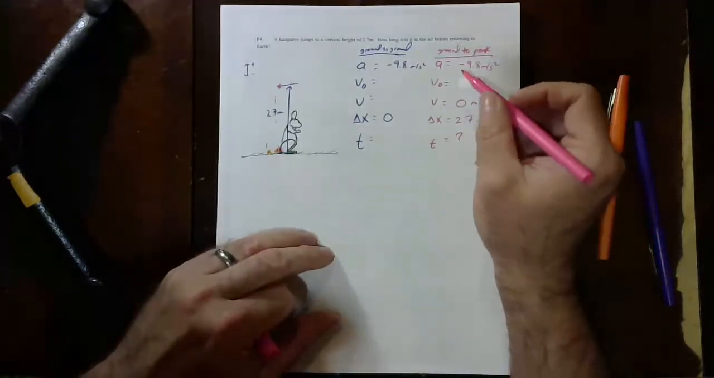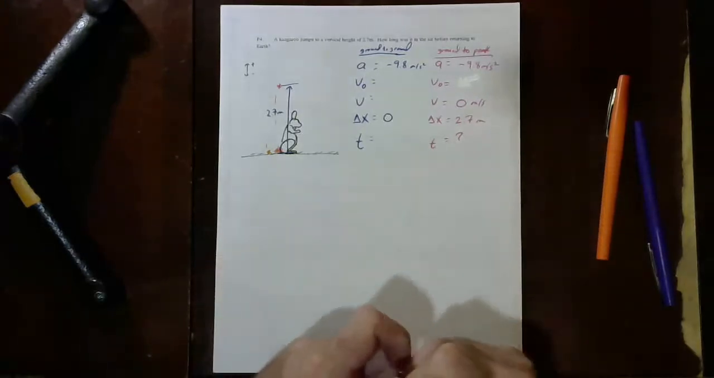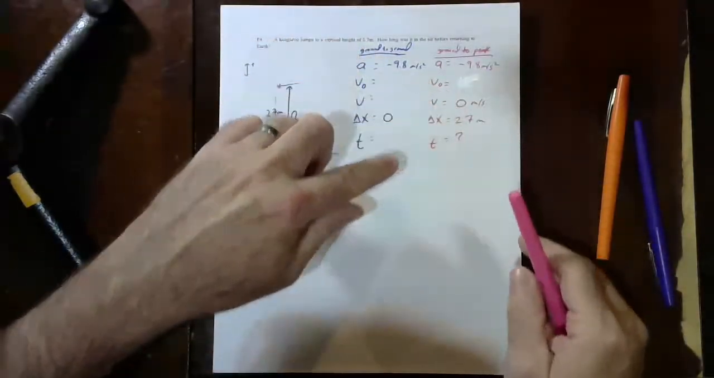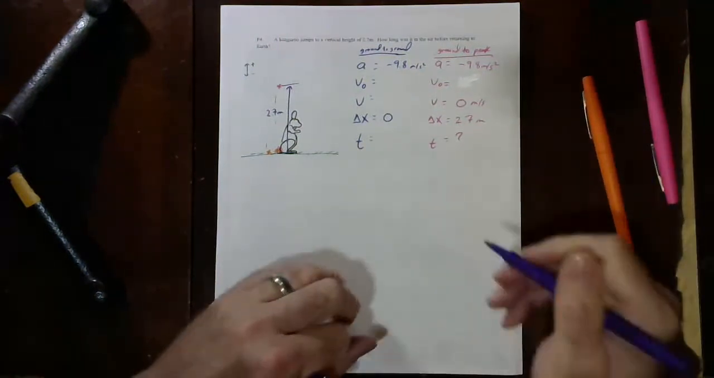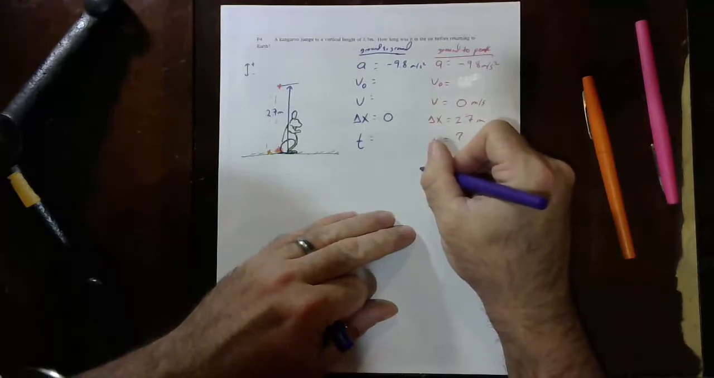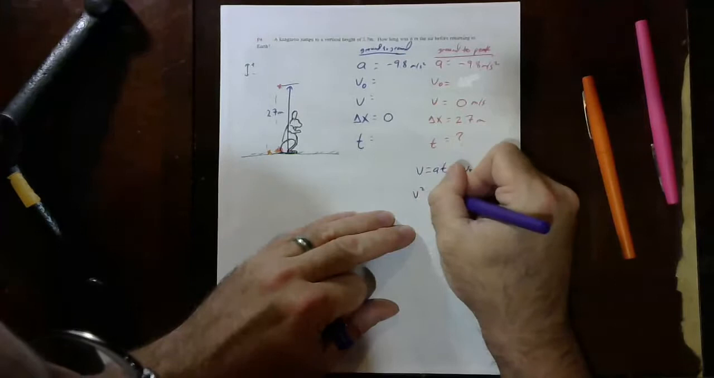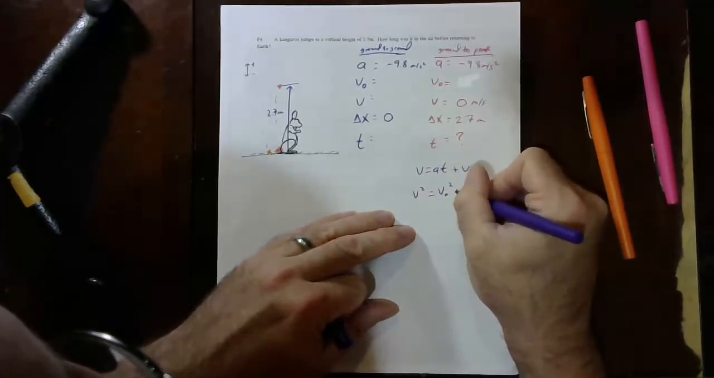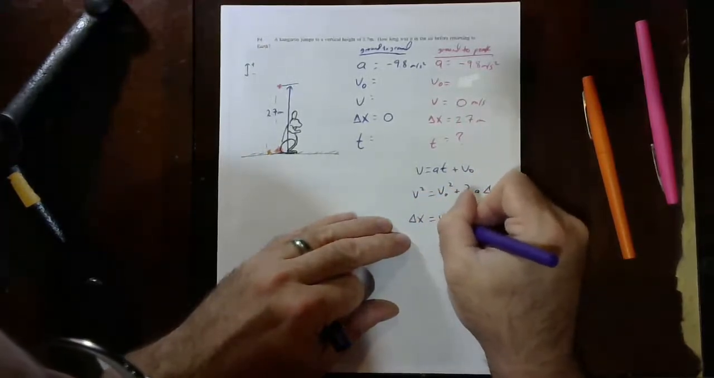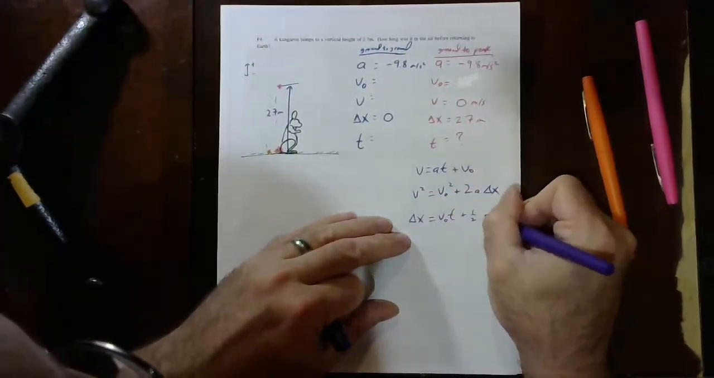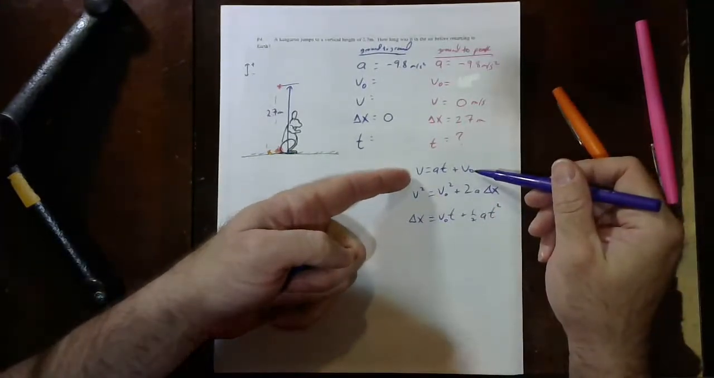So that's the plan. I take a look at this and you say, okay, we've got A, we've got V, we've got delta X, we've got T they're looking for. Do we have a formula that has just those 4 variables? If you take a look at the formulas that we have, you will be slightly disappointed. The formulas we have: V is AT plus V naught. V squared is V naught squared plus 2A delta X. And displacement is V naught T plus 1/2 AT squared. And you say, this one is missing delta X.